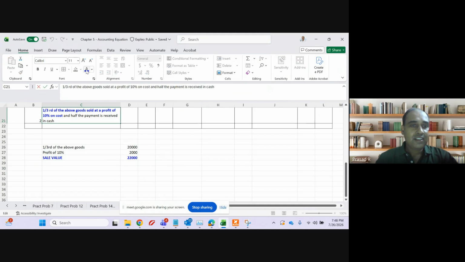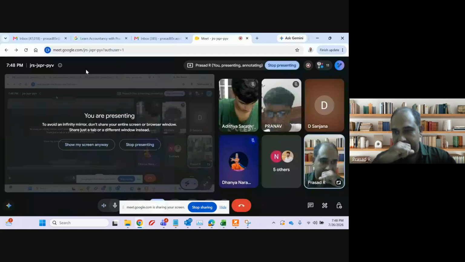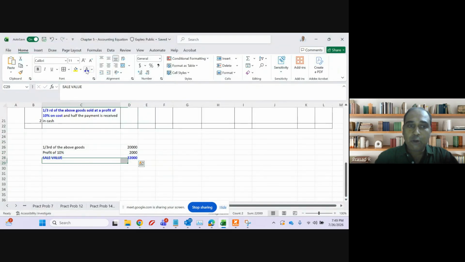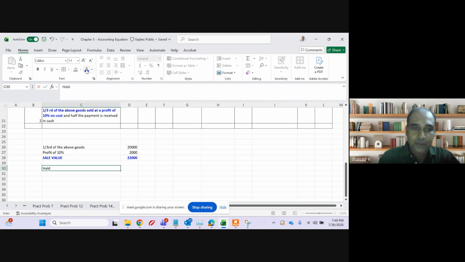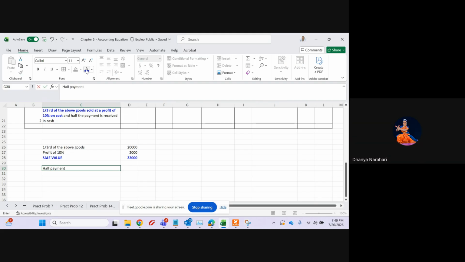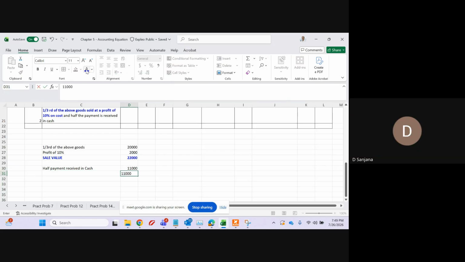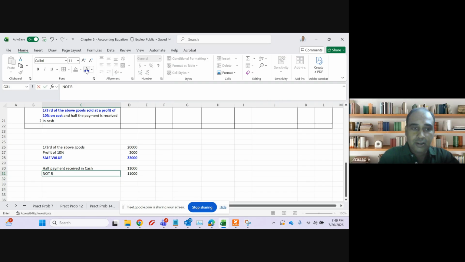The next part is half the payment is received in cash. So out of 22,000, how much is received? Half payment received in cash means 11,000. What about the remaining 11,000? Not received.